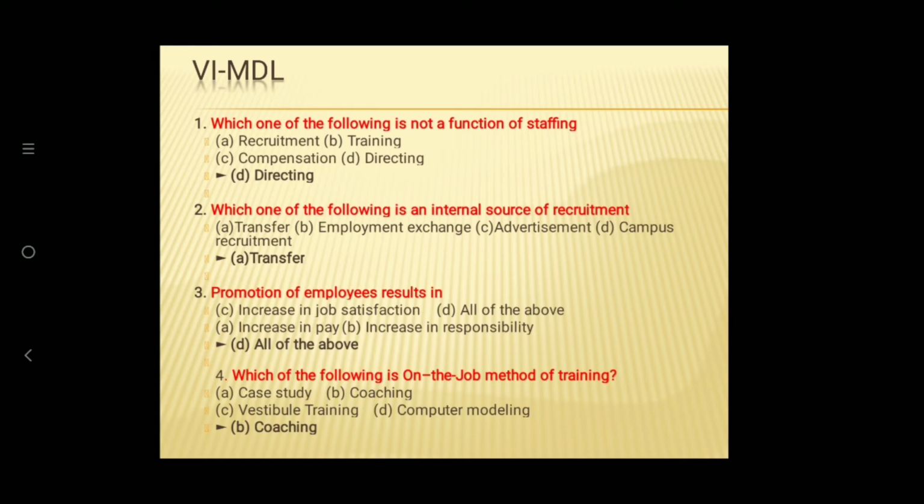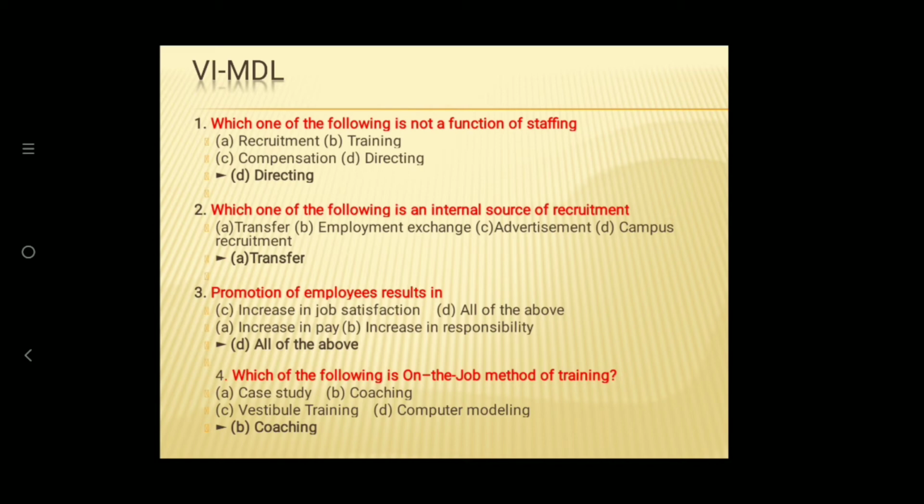Which of the following is an internal source of recruitment? Option A, transfer. B, employment exchange. C, advertisement. D, campus recruitment. Option A, transfer. Promotion of employees results in option A, increase in job satisfaction, all of the above, increase in pay, increase in responsibility. Option D, all of the above.